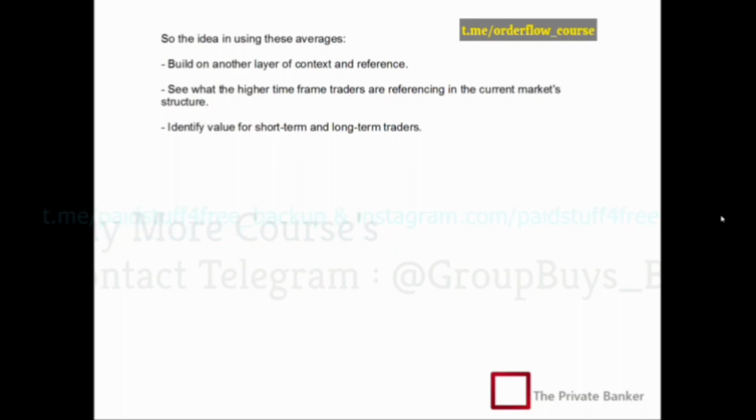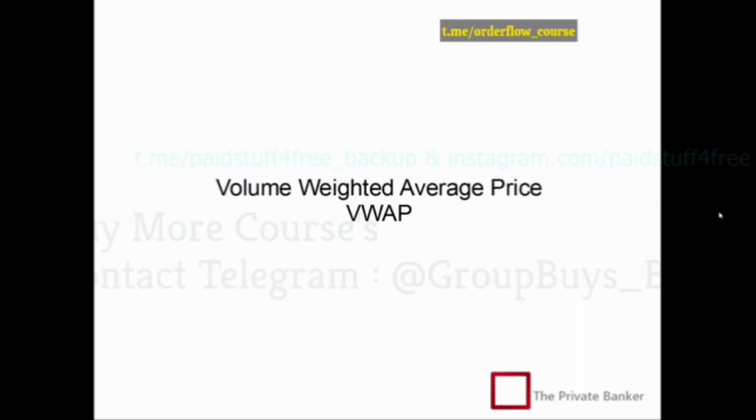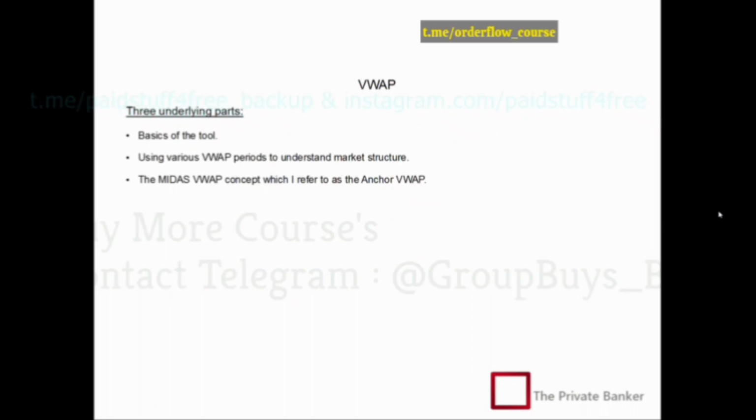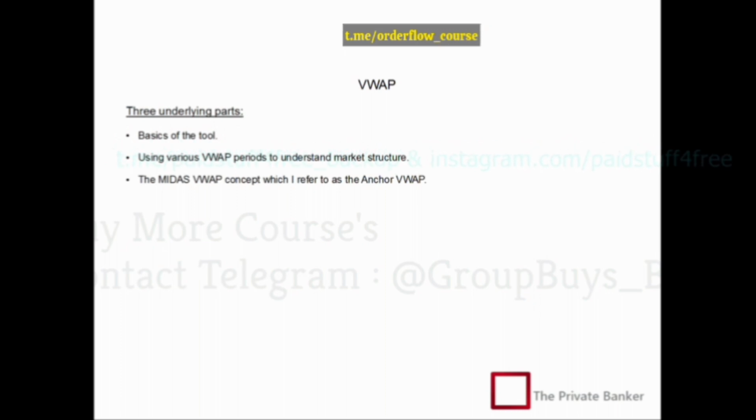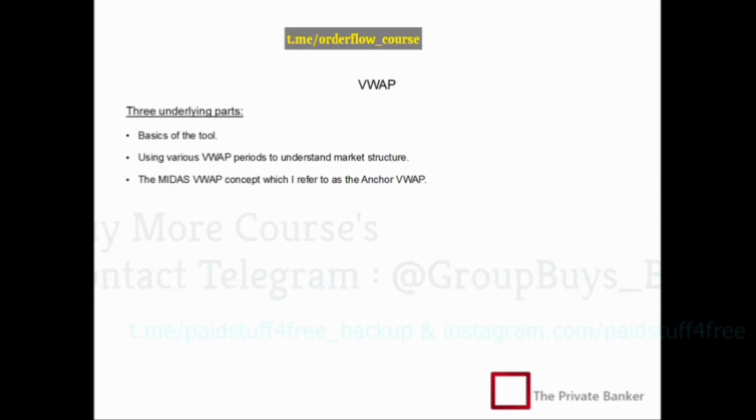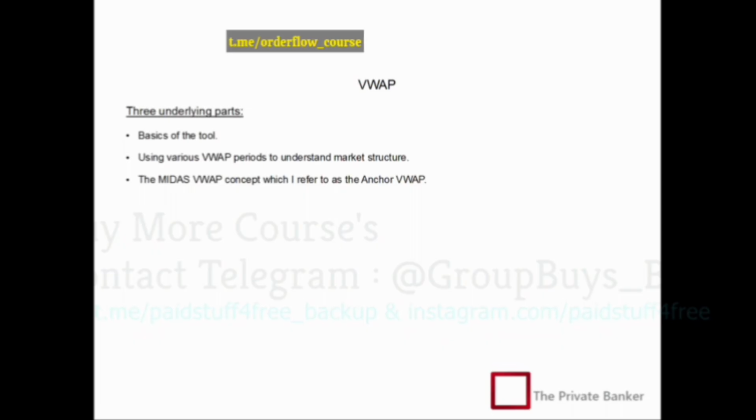Now let's move on to the volume weighted average price, also known as VWAP. With VWAP, I'm going to break this into three underlying parts. First, I'll discuss the basics of this indicator or tool. Then I'll move on to how I use various VWAP periods to understand the market structure. And the last piece, I'll talk about the Midas VWAP concept. I actually refer to it as an anchor VWAP because I use it slightly differently than the traditional use of the Midas VWAP, but ultimately some of the underlying significance is essentially the same. I think it's a very dynamic tool to use in conducting technical analysis.